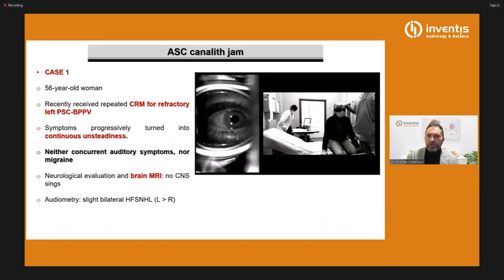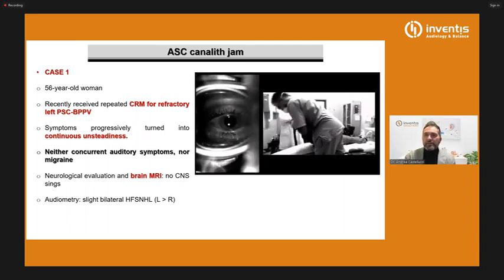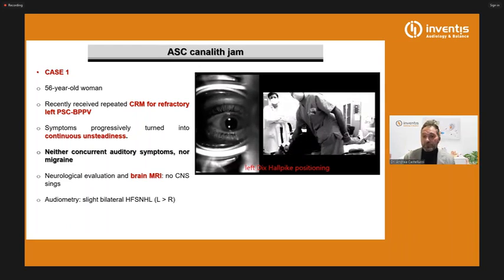Finally, we spoke about canal gem of the horizontal canal, canal gem of the posterior canal. This is a very interesting case because it's very rare. It's a canal gem probably of the anterior canal, as this patient had typical posterior canal BPPV on the left side, and symptoms progressively turned into continuous unsteadiness. She didn't have auditory symptoms, or migraine, nothing. She had a brain MRI that was definitely normal, and she had this tiny spontaneous upbeat nystagmus that is typical for central pathologies.